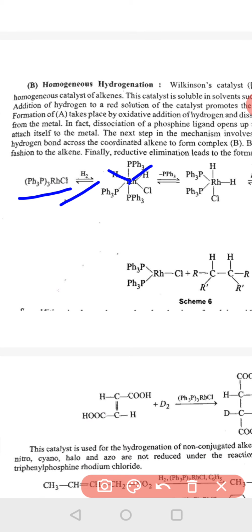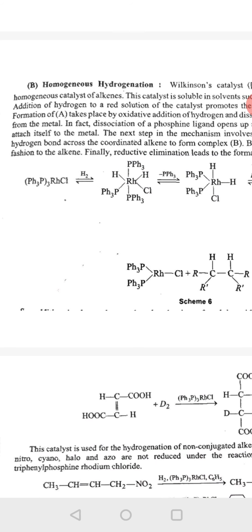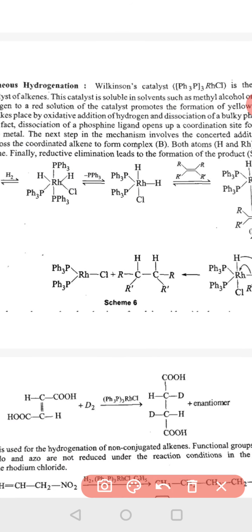In the next step, a bulky phosphine ligand leaves this intermediate. यहाँ से एक phosphine ligand बाहर निकल जाता है and we get a complex. This is complex A. In the next step, addition of alkene occurs to this complex A.